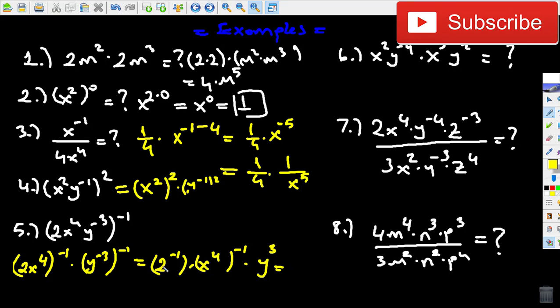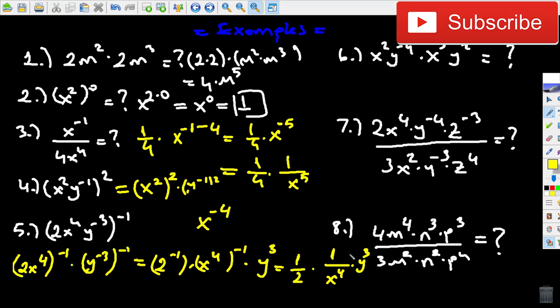Then let's deal with this. So 2 to the power of -1, remember that we're going to move this negative exponent to the denominator, so it's going to be equal to just 1 over 2 times x to the 4 times -1 will be x to the power of -4. Again, we don't want any negative exponents, so we're going to move it to the denominator, so we get 1 over x to the power of 4 times y cubed.